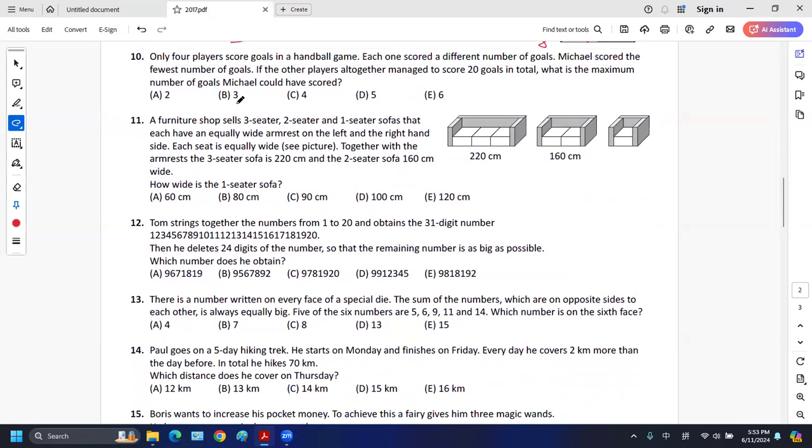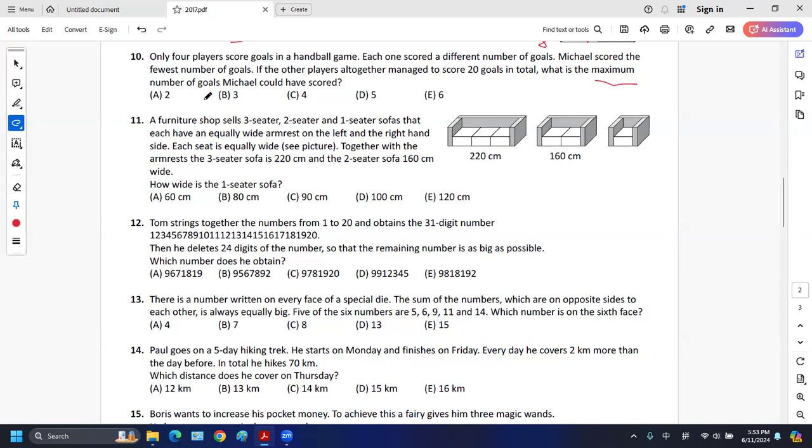Question number 10. Only 4 players score goals in a handball game. Each one scored a different number of goals. Michael scored the fewest number of goals. If the other players altogether managed to score 20 goals in total, what is the maximum number of goals Michael could have scored? So maximum over here means the greatest number. So all of these could be the answer.